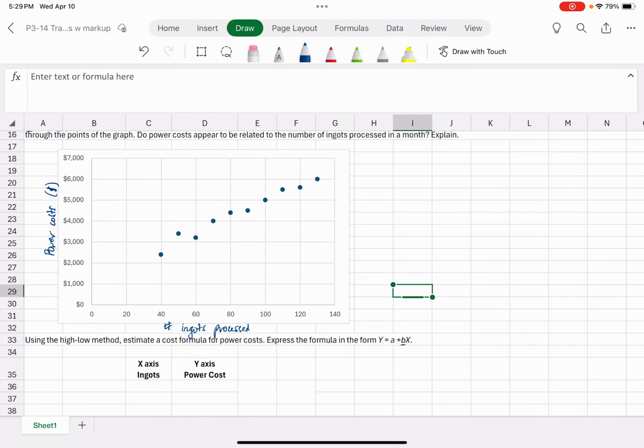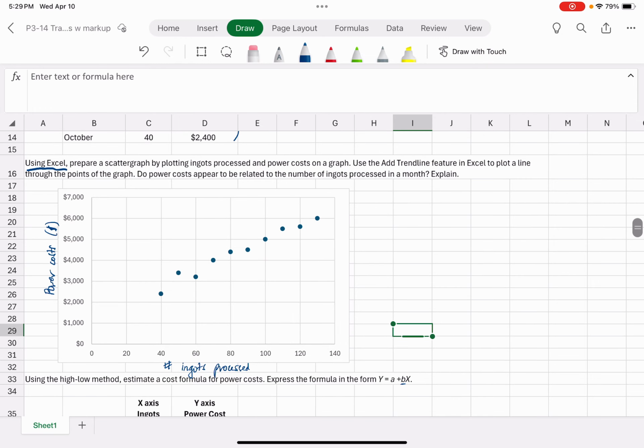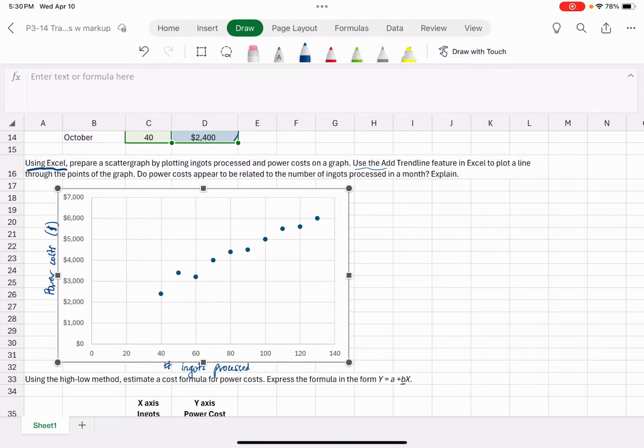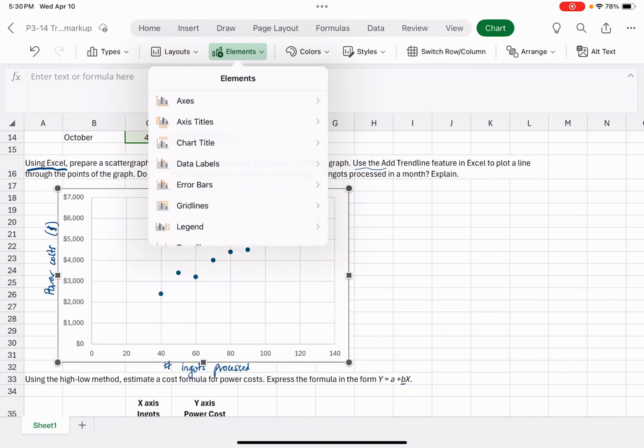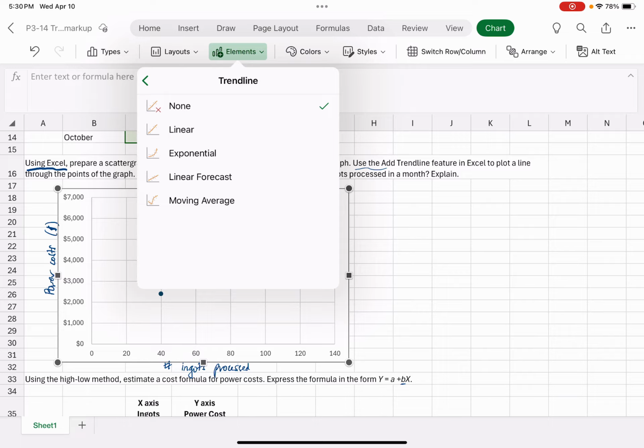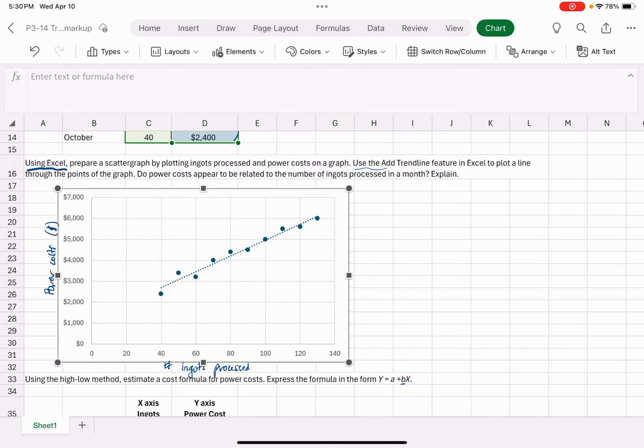Okay, so looking at the graph, it looks to me like there's a linear relationship there. It looks like there's a straight line that could kind of go through there and touch or be very close to most of the dots. So the question then asks us to use the add trend line feature in Excel to plot a line through the points on the graph. So this is like a statistical technique that Excel is going to use. I'm going to highlight that graph again. I'm going to highlight chart, and there are my elements. This time I want to add a trend line, and this is going to give me basically a line of best fit, which you may remember from your stats class or high school math.